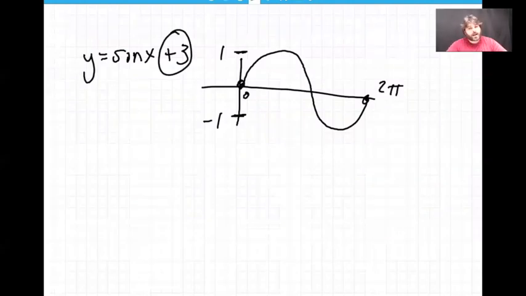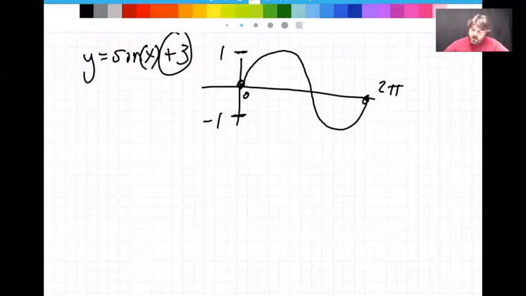Right? When we add or subtract numbers, it shifts. So it either shifts it up, down, or left or right. Well, this one is not with the x, right? Because it's not in the sine argument. It's actually off to the side. Usually you might see a parentheses like that. But anyway, this goes up 3. It shifts everything up 3. Okay? So this point here goes up to here at 3.